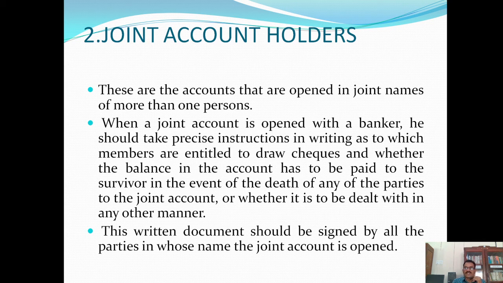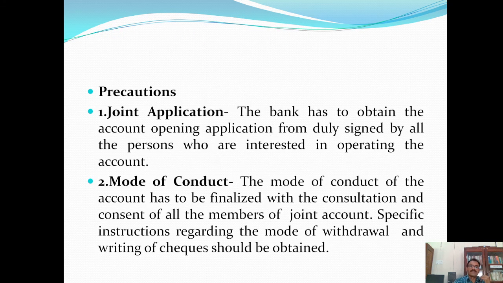So when a joint account is opened, the account holders must give correct instructions in writing to the banker on who will draw checks, and whether the balance in the account will have to be paid to the survivor in the event of death of any of the parties or not. This written document should be signed by all the parties in whose name the joint account is opened. The written document should be signed by all the joint account holders.